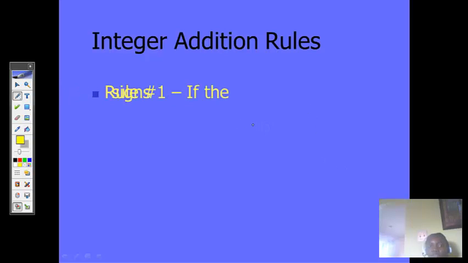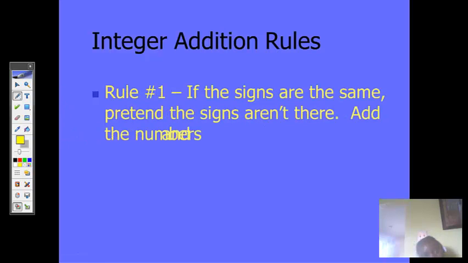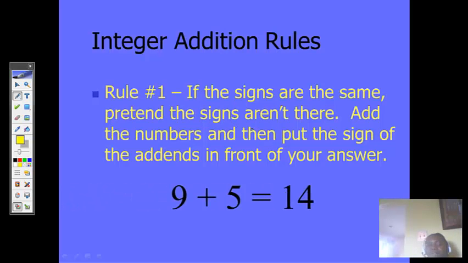Now, first rule for adding integers. If the signs are the same, pretend the signs aren't there. And then you add the numbers, and then you put the sign of the addends in front of your answer.